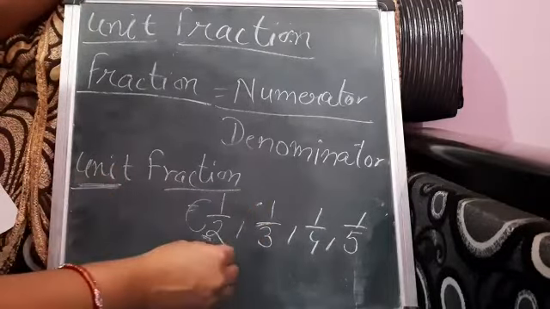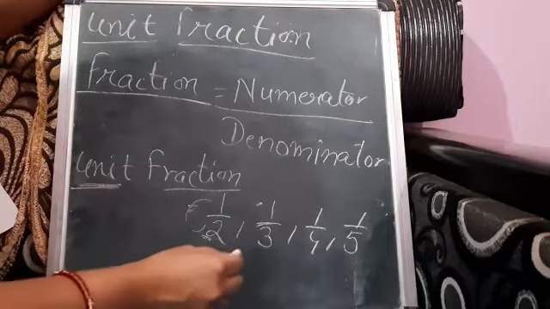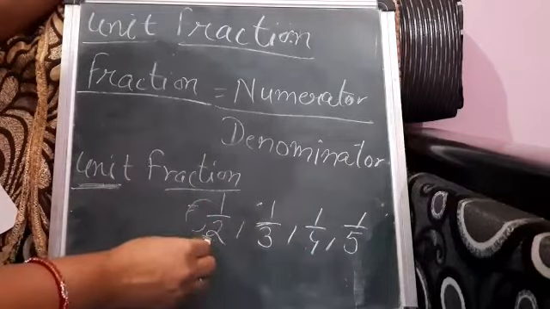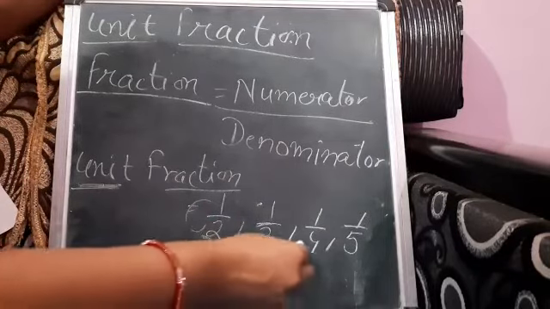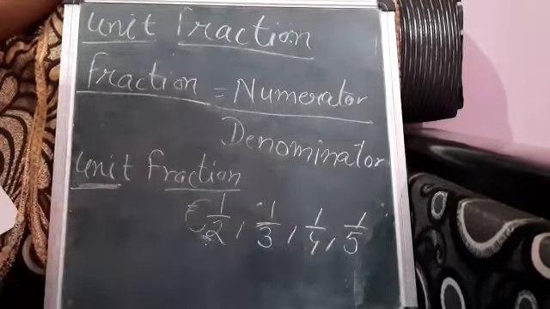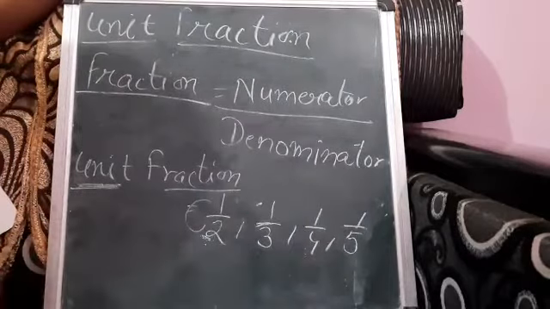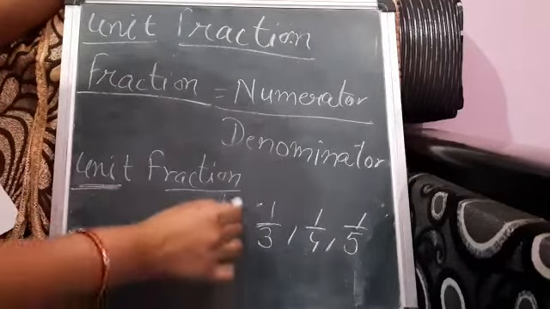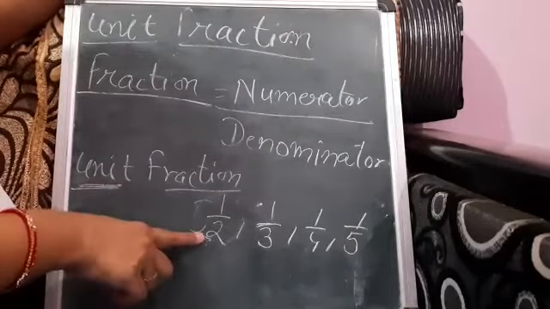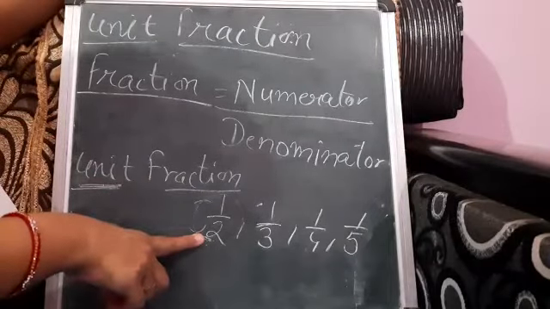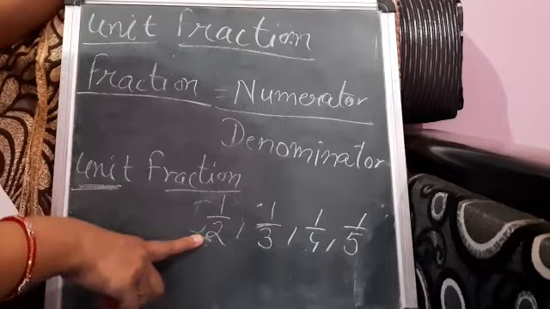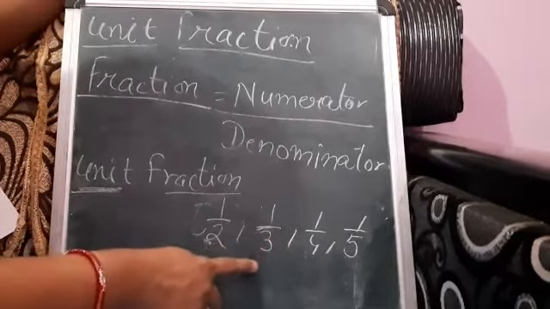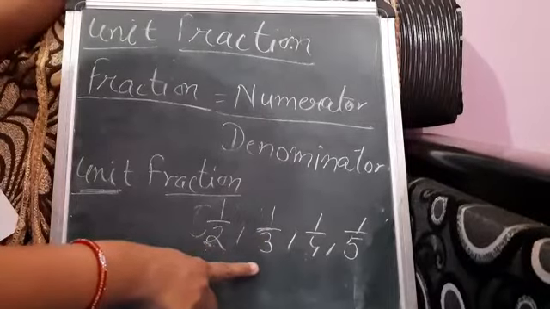So in unit fraction we always consider one part of a thing. We may divide the thing into 2 parts, 3 parts, 4 parts. It may be 5 or 6 and so on. Now how can we read these unit fractions? We call this 1 by 2. 1 by 2 means half of a fraction, meaning we are dividing a thing into 2 parts. 1 by 3 means we are dividing a thing into 3 parts.